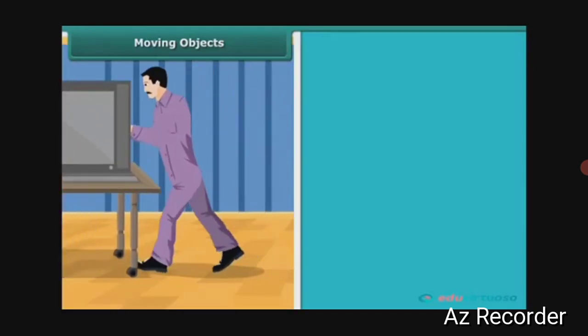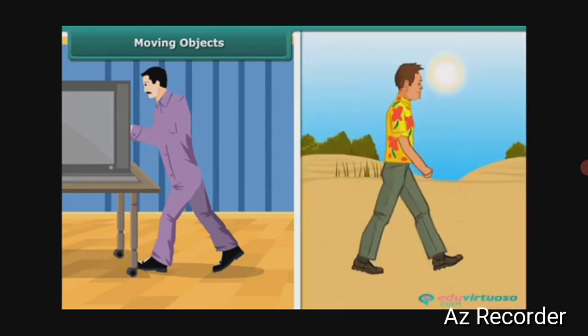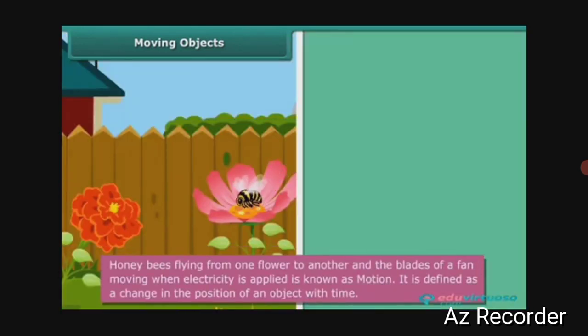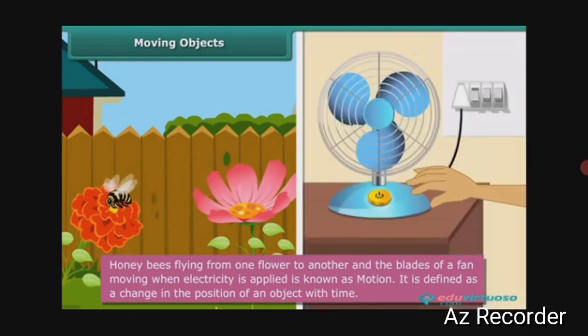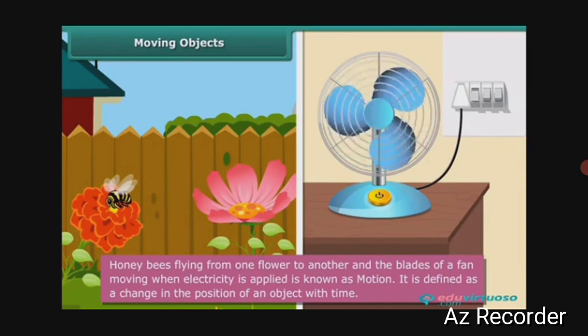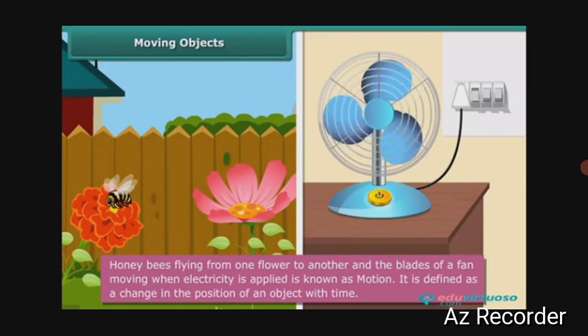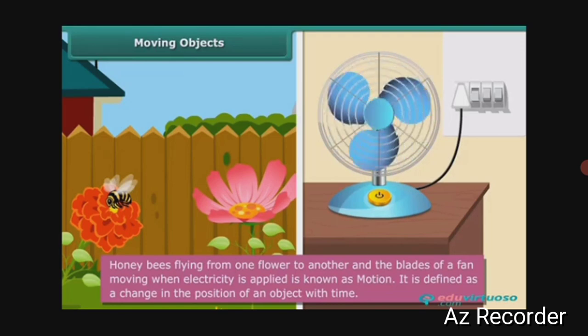Moving objects. You will notice that objects move when you apply force, or move on their own. For example, a honeybee is flying from one flower to another. You will notice that the blades of the fan move when electricity is applied. This is known as motion. It is defined as a change in the position of an object with time.